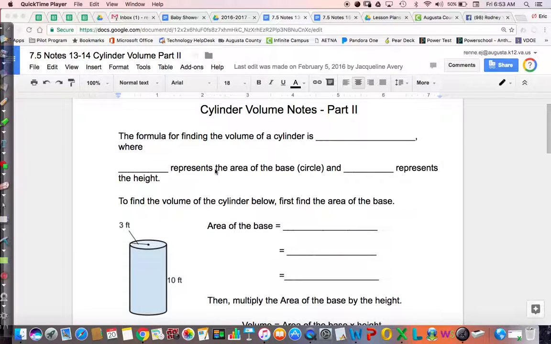Welcome to my video on volume of a cylinder, and this is part 2. So today we're going to look at a different way to represent the cylinder formula.